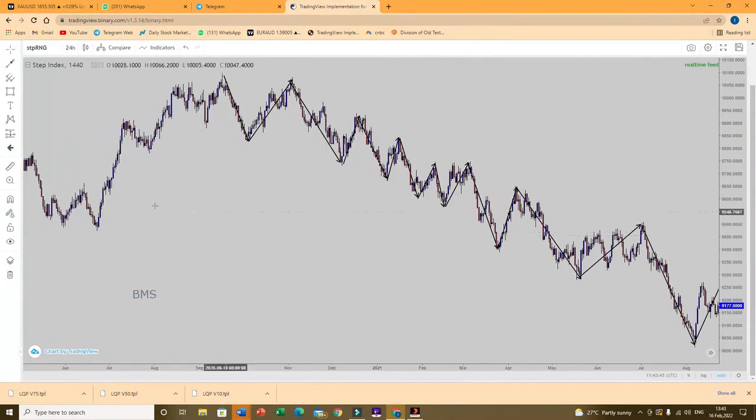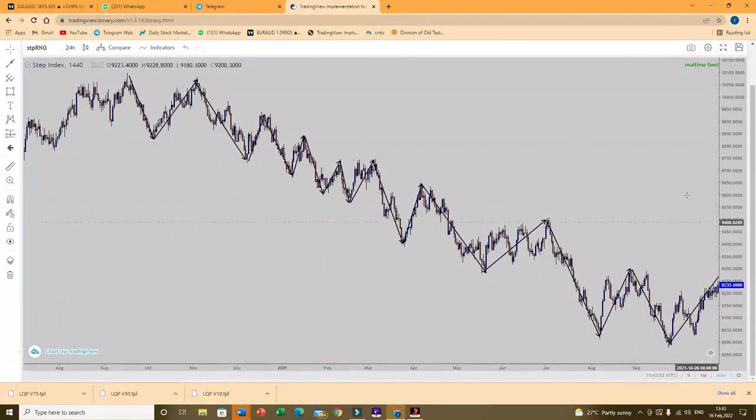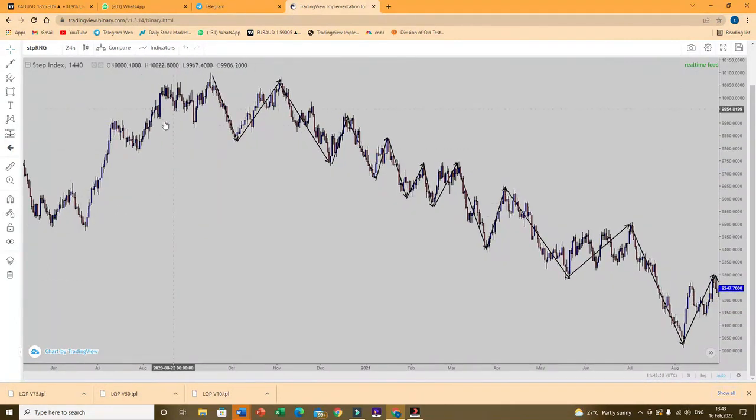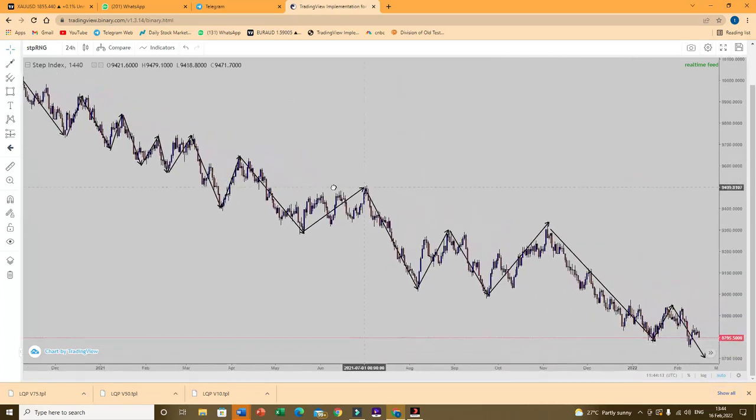So on this very instrument, this is Step Index. I had already drawn the impulse and corrective moves. This is actually a downtrend that lasted long on Step Index. So you can see from this reversal, we'll talk about reversals. After this reversal, we got our first impulse, corrective, impulse, corrective, impulse, corrective, impulse, corrective, impulse, corrective, and the wave continues just like that, right?